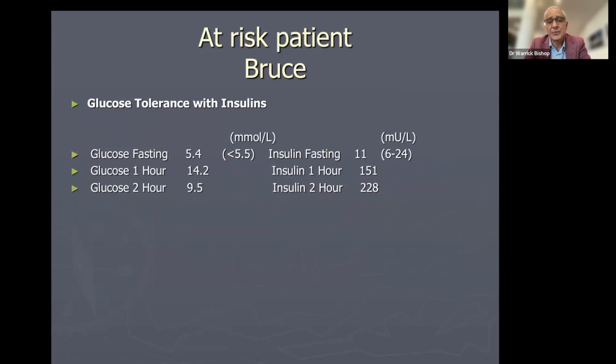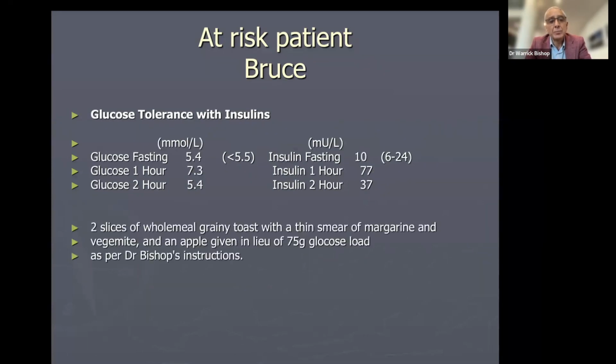This is a patient called Bruce. To give you an idea of what his insulin was like, you can see he had borderline glucose. He didn't go over 11 for his 2-hour glucose tolerance test. But look how high his insulins were, and look how they crept up. I challenged him with a slightly more sensible, broader approach, eating guideline with wholemeal grainy toast and an apple instead of the glucose challenge. And you can see this gave rise to much better insulin control.